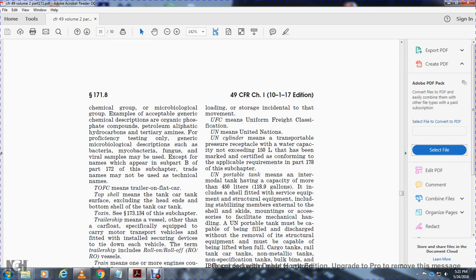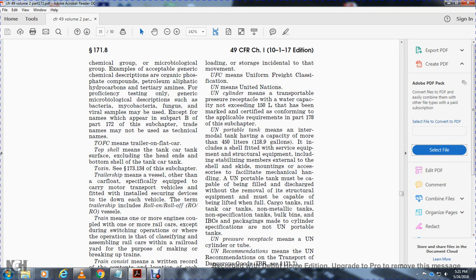UN cylinder means a transportation pressure receptacle with a water capacity not exceeding 150 liters that has been marked and certified as conforming to the applicable requirements of part 178 of the subchapter.